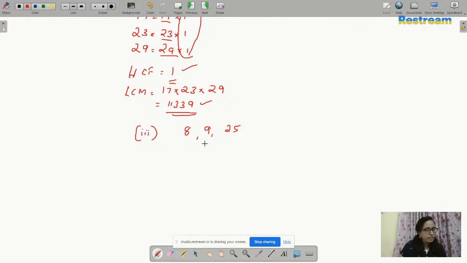Now tell me, what is the LCM and HCF? 8 is equal to 2 into 2 into 2, right? 9 is equal to 3 into 3, right? Then 25 is equal to 5 into 5, right? Can you see any common factor here? 8 is a multiple of 2, 9 a multiple of 3, 25 a multiple of 5. So no common factor. So what is HCF? HCF is equal to 1. Very good. HCF is equal to 1.